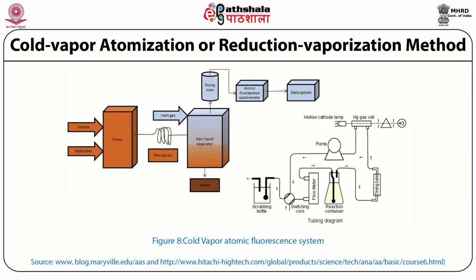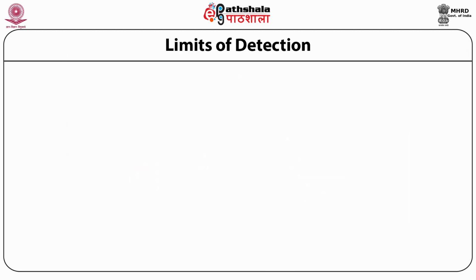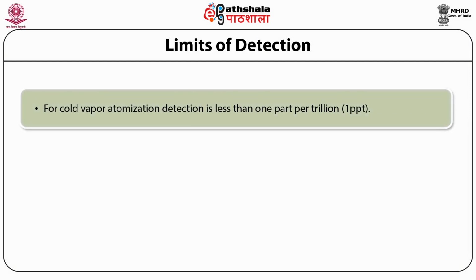This shows us a cold vapor atomic fluorescence system wherein the sample and the reductant are fed in by the pump. Mixing happens, and with inert gas it is taken into the gas liquid separator, followed by injection into the drying tube and to the atomic fluorescence spectrometer, and the result is fed to the data system. The waste is collected. On the right hand side you can see a schematic diagram of the cold vapor atomic fluorescence spectrometer. For cold vapor atomization, the detection limit is less than 1 part per trillion. That means it is a highly sensitive technique.